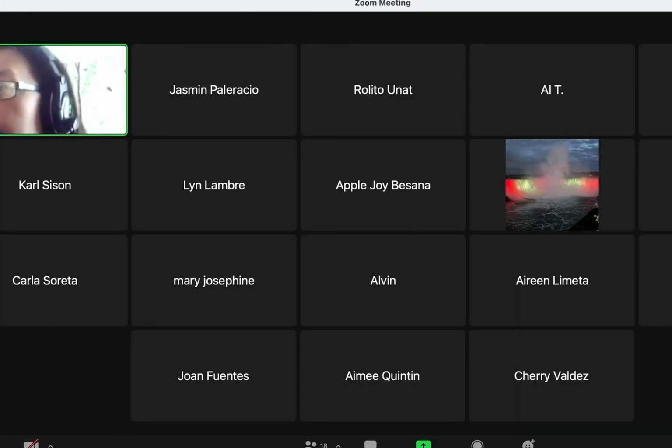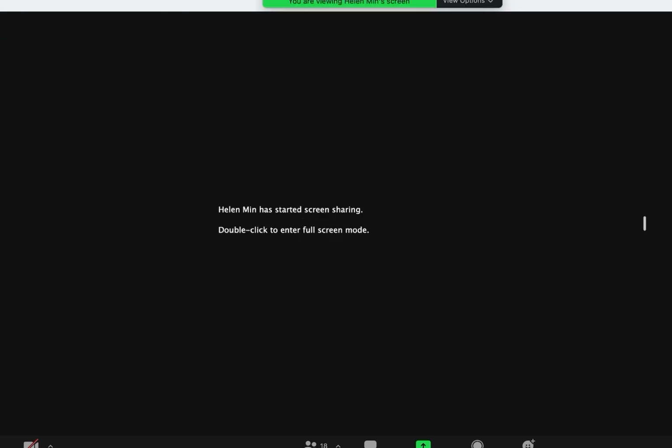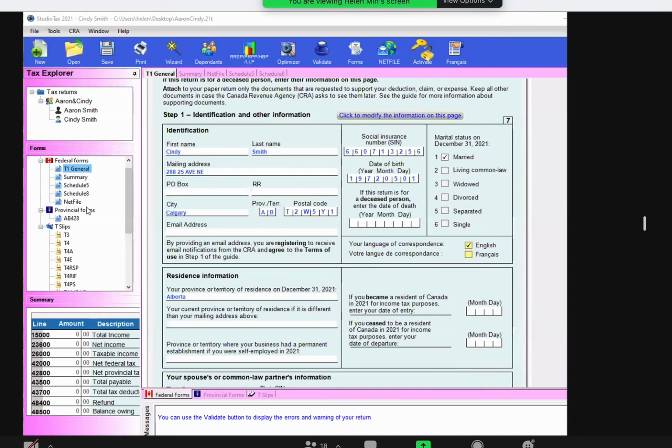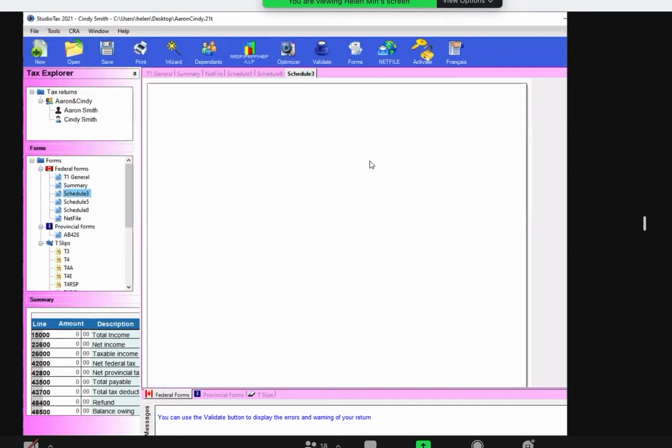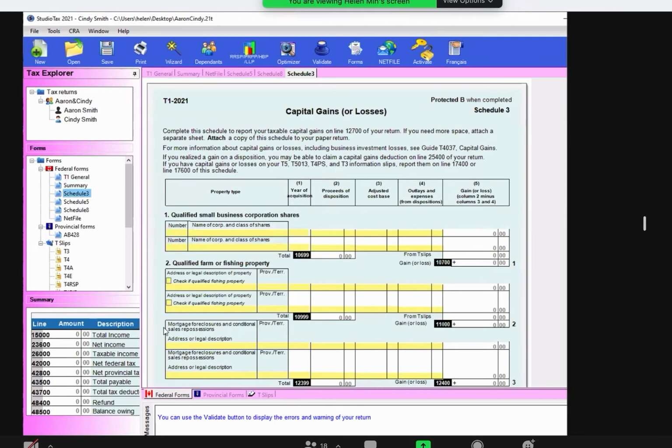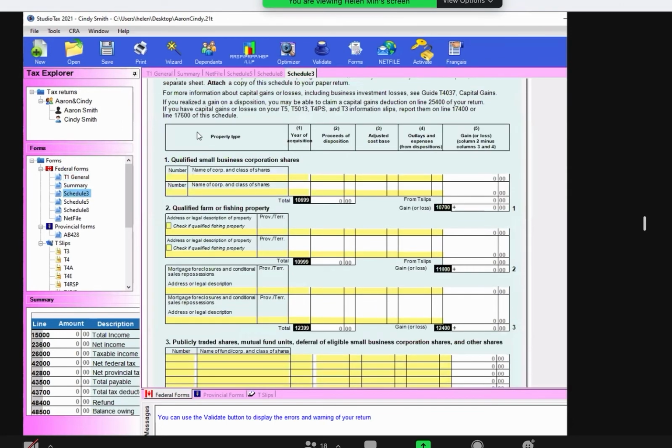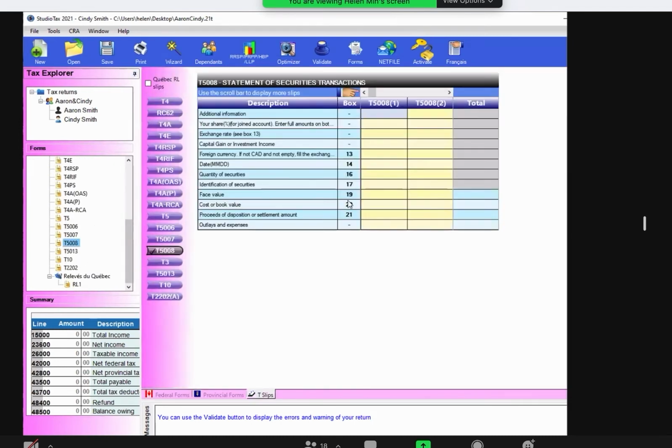For this one, as long as you've got the cost, then you fill out Schedule 3. Then you fill out Schedule 3, like I did. You cannot fill out a T5008.